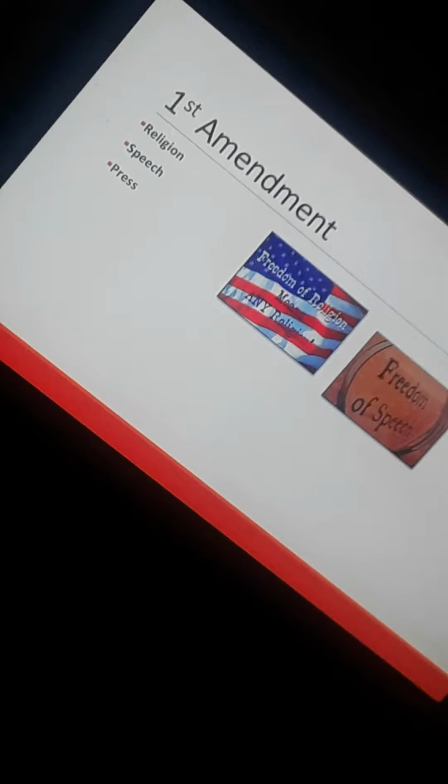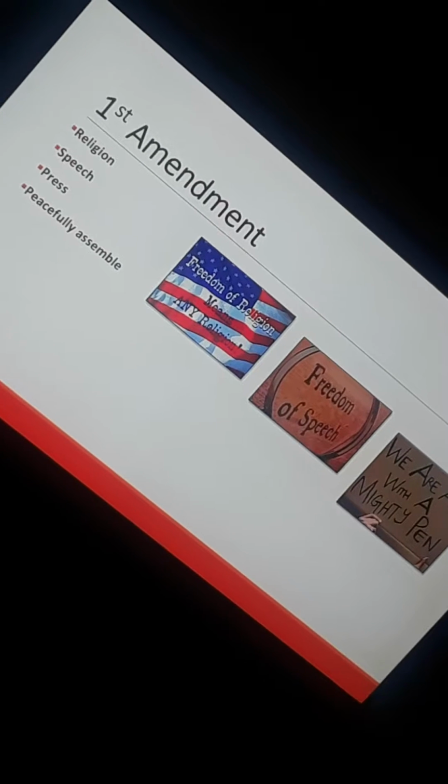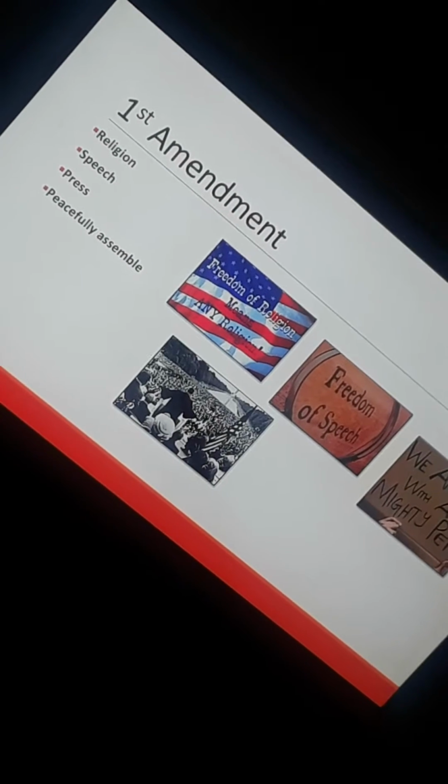There's the freedom of religion. There's the freedom of speech. There's the freedom of the press. And then, of course, the last one, the freedom to peacefully assemble.